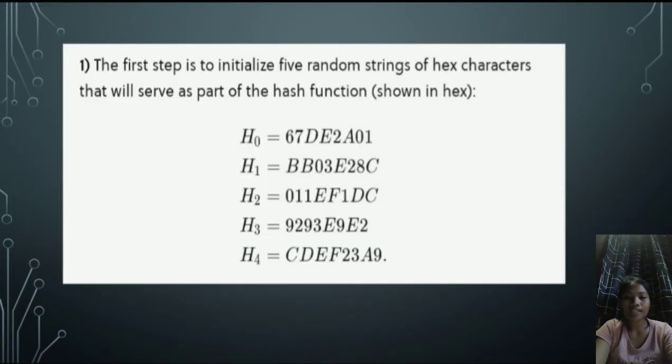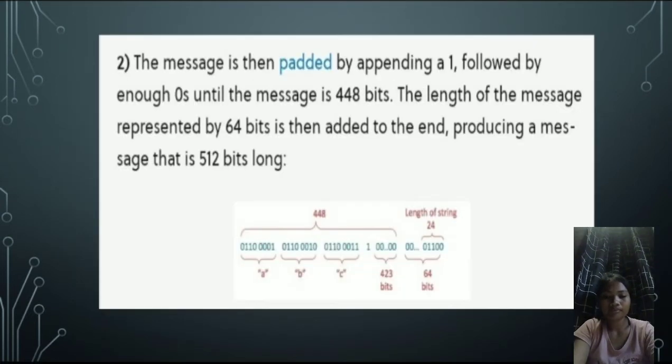The first step is to initialize 5 random strings of hex characters that will serve as part of the hash function, shown in hex. H0 is equal to 67452301. H1 is equal to EFCDAB89. H2 is equal to 98BADCFE. H3 is equal to 10325476. H4 is C3D2E1F0. The message is then padded by appending a 1 followed by enough 0s until the message is 448 bits.